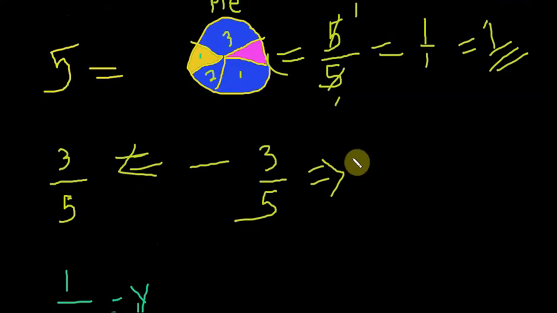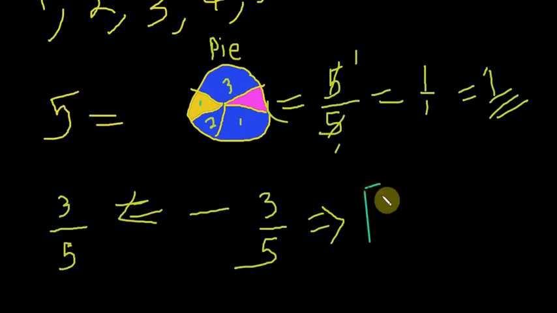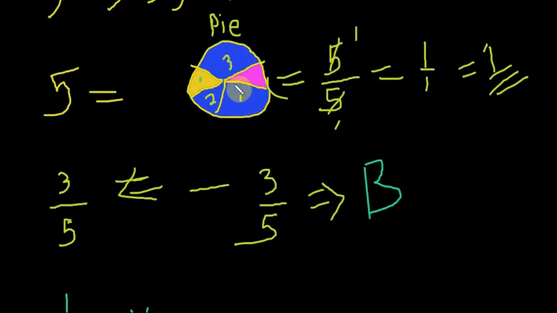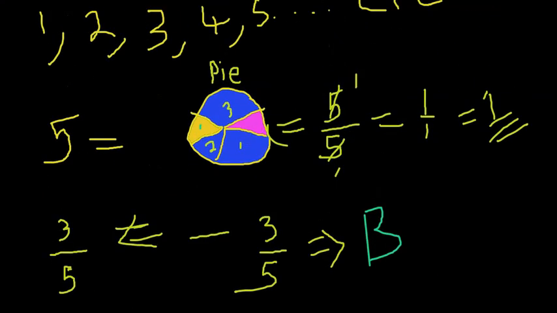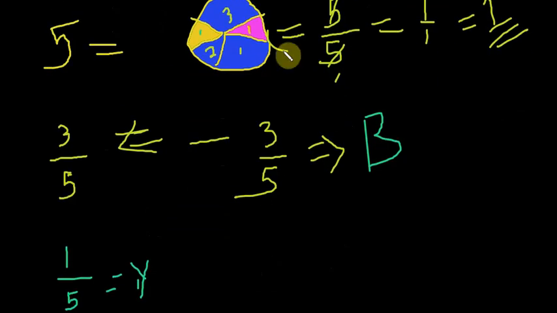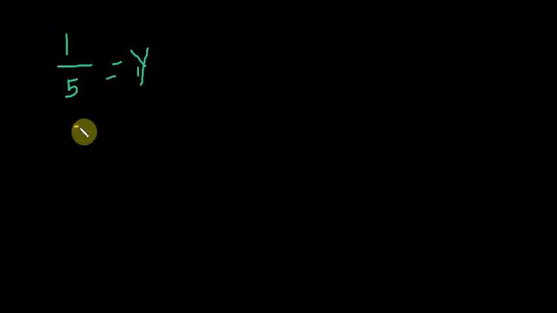And 3 over 5 equals blue. And what is the remaining piece? The remaining one is pink. How many of the whole 5 pieces of pie were actually pink? One was pink. So writing it as a fraction of the whole, it will be 1 over 5 of the pieces are pink.